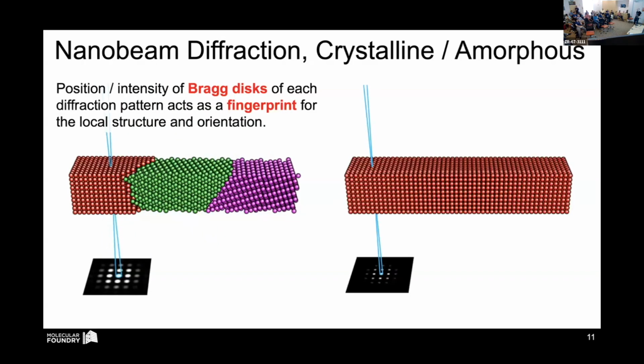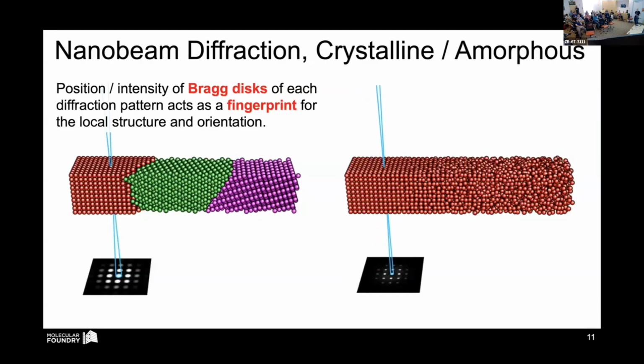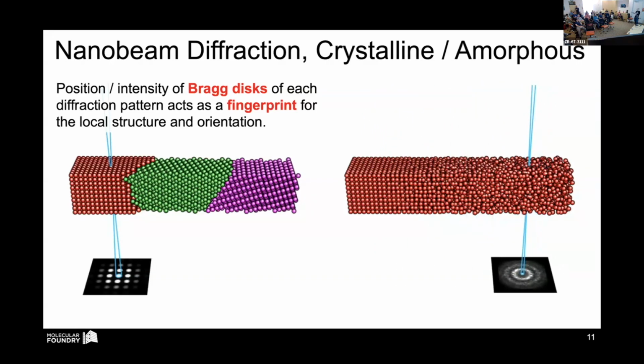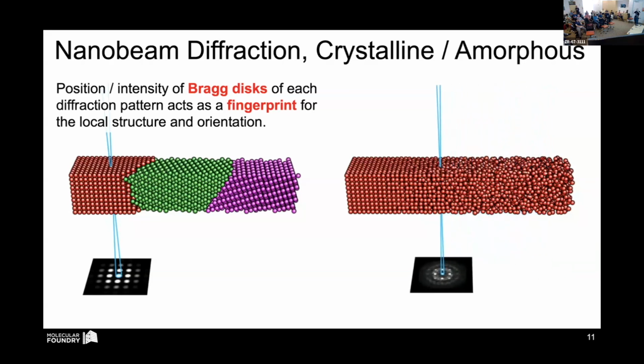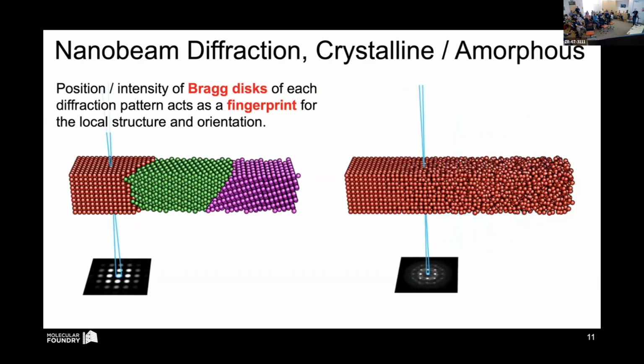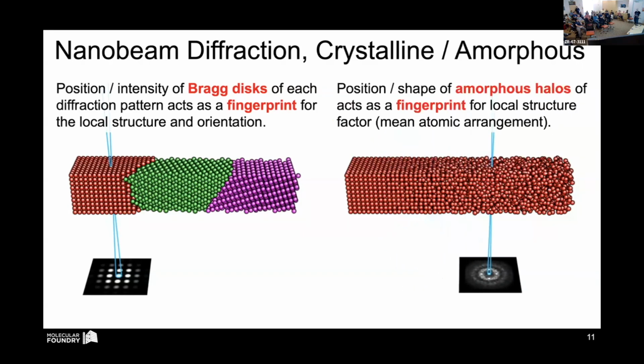So we can do a similar thing for amorphous materials. If I randomly displace all the atoms on the right-hand side and then scan through the sample, you can see our Bragg diffraction pattern is replaced by these sort of translation symmetry free patterns, these sort of characteristic amorphous halos. It's the same thing. It's the structure factor of the material, but this time it has radial symmetry or annular symmetry there because of the lack of translational order here. So it's also a fingerprint for the local atomic arrangement.